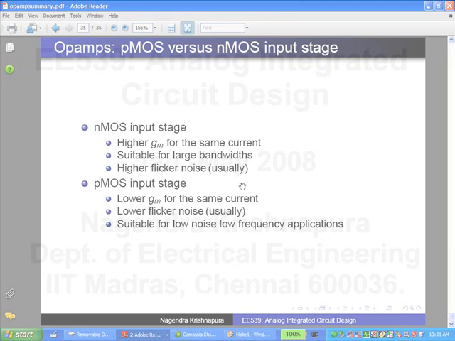Any questions? So, regarding compensation coming from the fact that you know the load capacitance: suppose I want to design an op-amp for a general use. I don't know the load capacitance. So how do I do it?